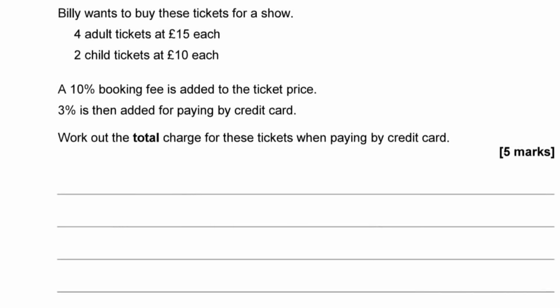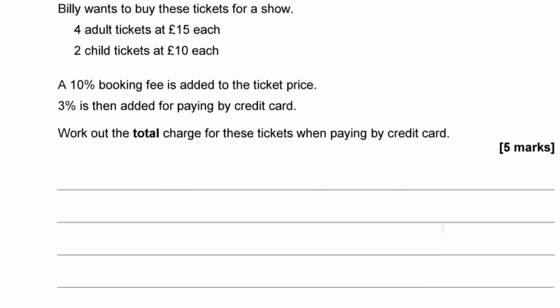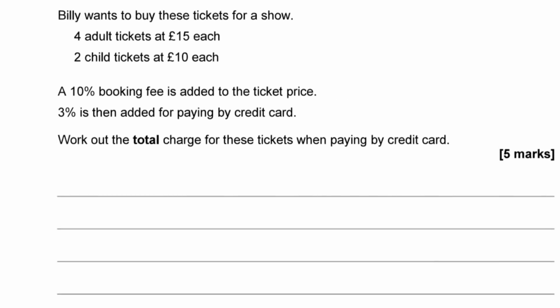Billy wants to buy these tickets for a show. 4 adult tickets costing £15 each, and 2 child tickets costing £10 each. A 10% booking fee is added to the ticket price. 3% is then added for paying by credit card. Work out the total charge for these tickets when paying by credit card. Okay, so first off, how much is the total amount to be paid? So cost of tickets.